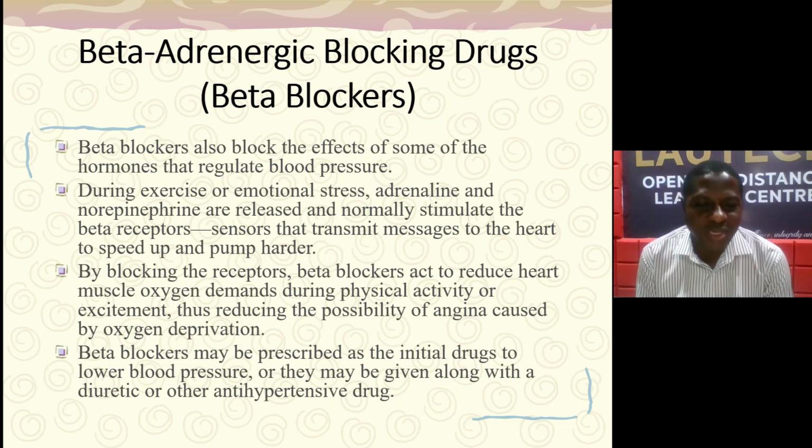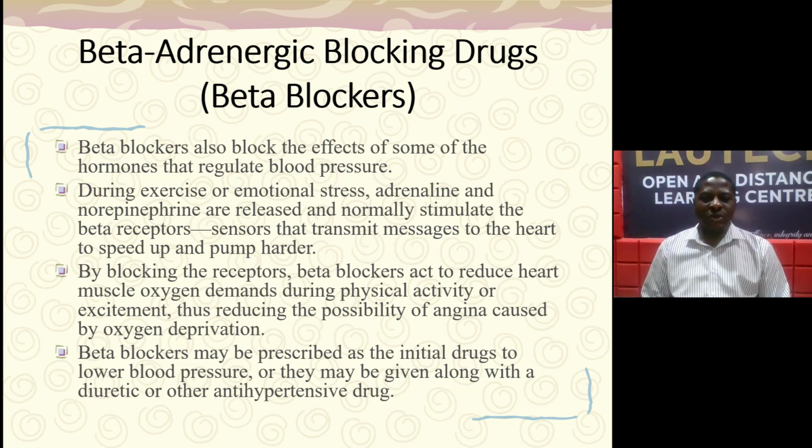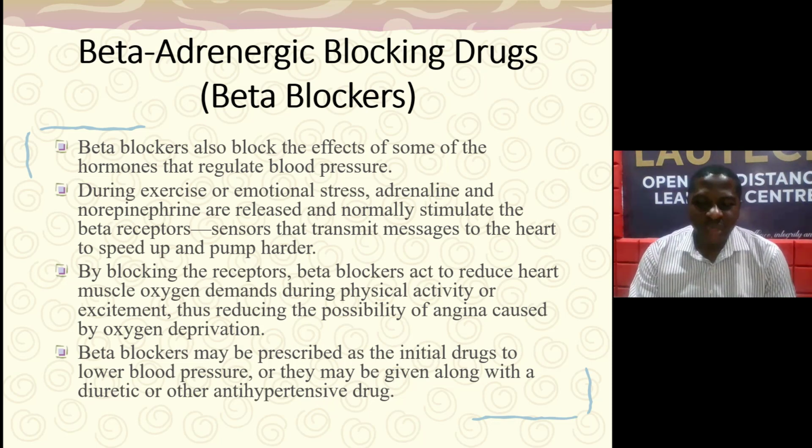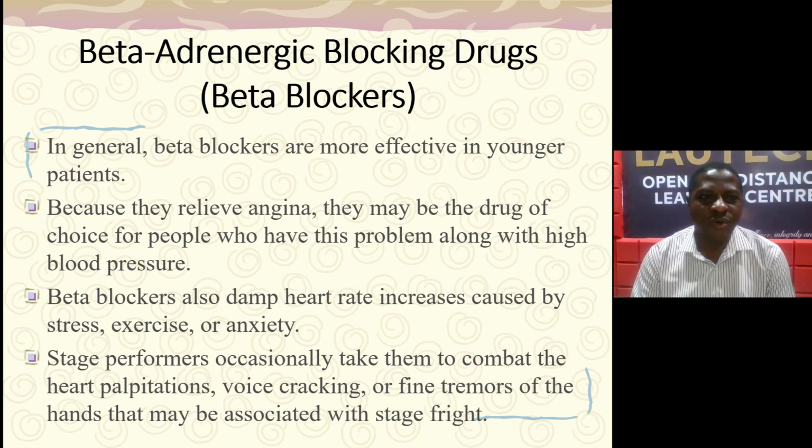Beta blockers may be prescribed as the initial drug to lower blood pressure, or they may be given along with diuretics or other antihypertensives. So this drug can be combined with, and taken alongside, diuretics and other antihypertensive drugs.